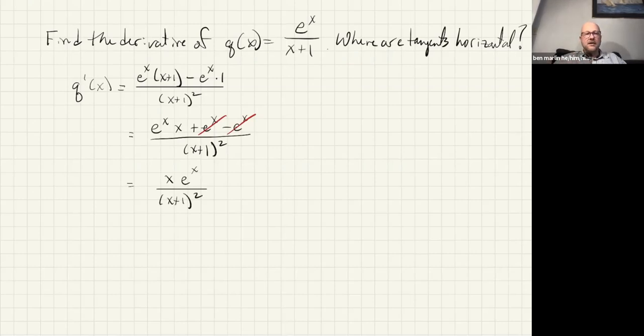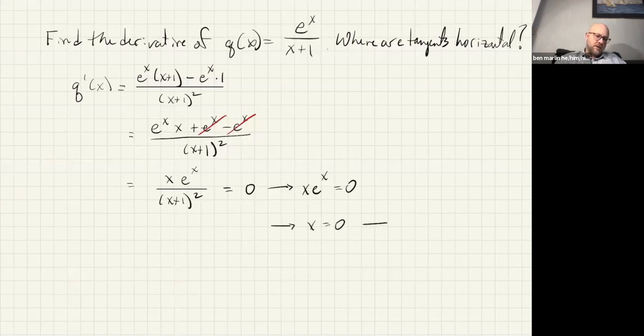Now, again, we're asking the question, where are the tangent lines horizontal? So we set it equal to 0. Denominators can never make it be equal to 0. They can make it approach 0, but not equal to 0. That tells us that we need x e to the x equal to 0, but e to the x is never equal to 0. So that tells us that our x is 0.